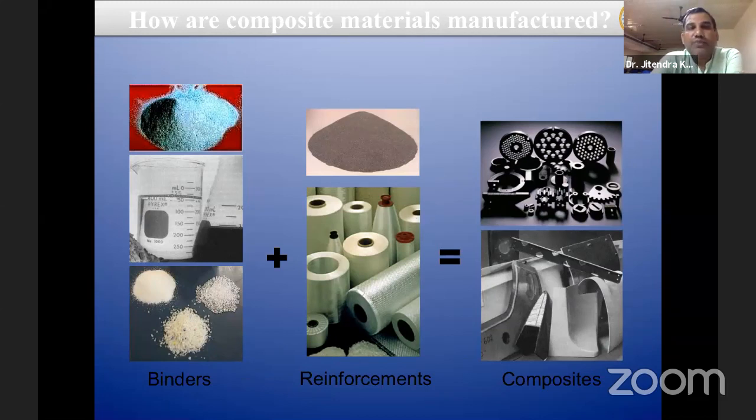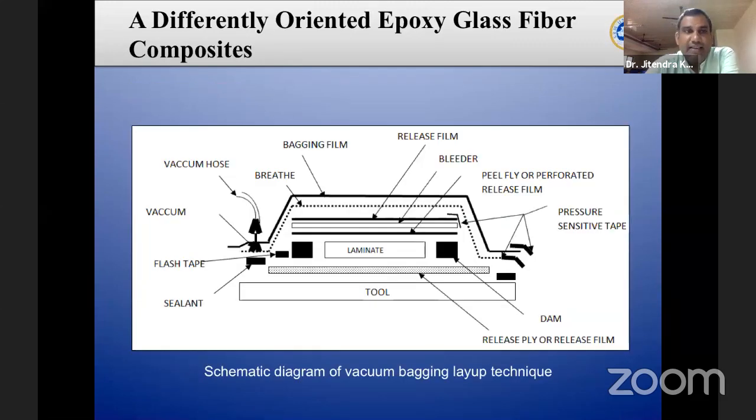So how are we manufacturing the composite material? We use the binder, we use the reinforcement, and finally we mix the binder with the reinforcement, and we will get the composite material. So for various applications. In this study, this is done by my doctoral student.